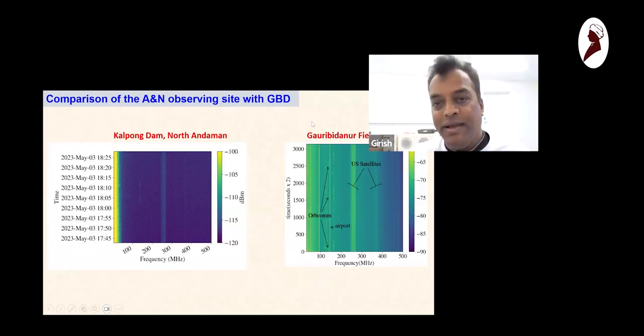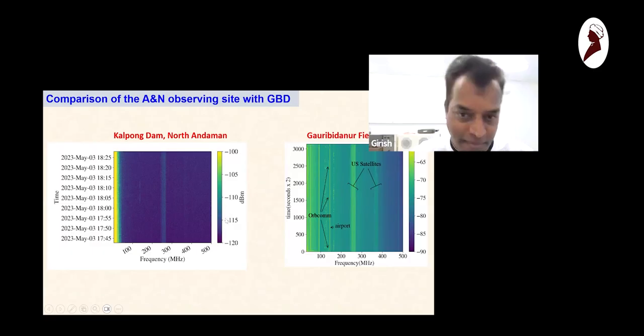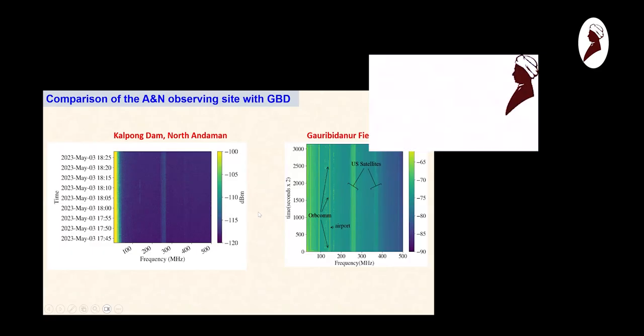Compared to Gauribidanur, where especially at low frequencies there are many contaminants, including the Bangalore International Airport, which is close by, all those things are absent here. More or less, the signal strength is at very low levels. So we are happy to be in a place called Kalpong Dam. Any questions? Yeah, please.